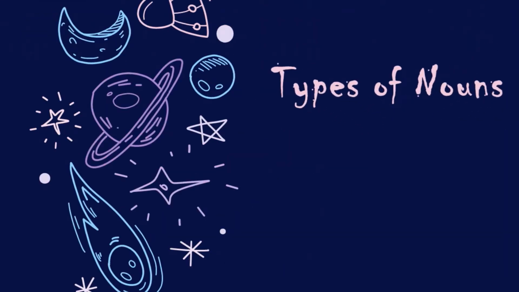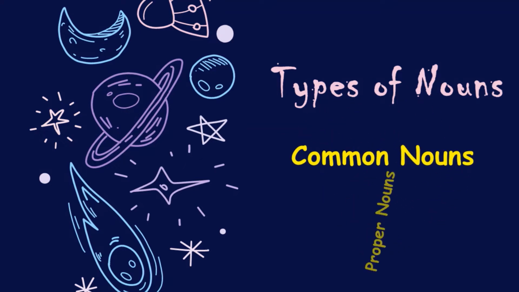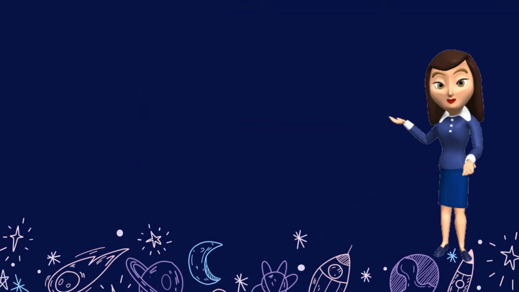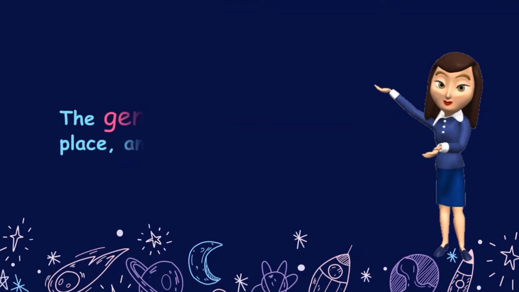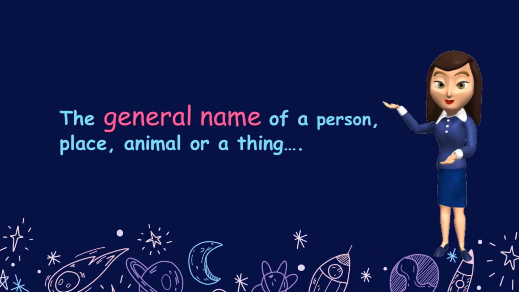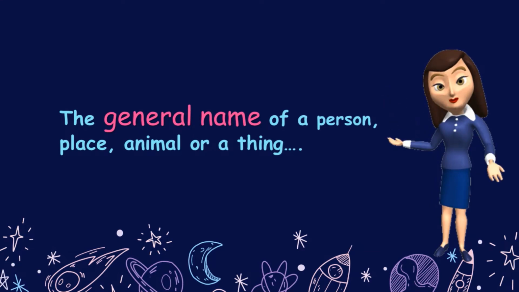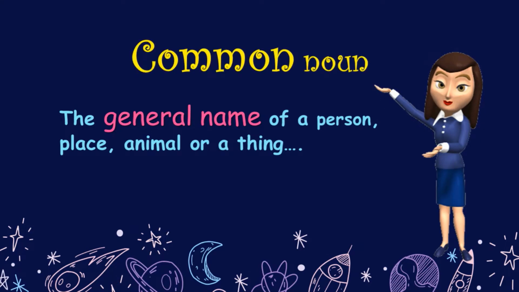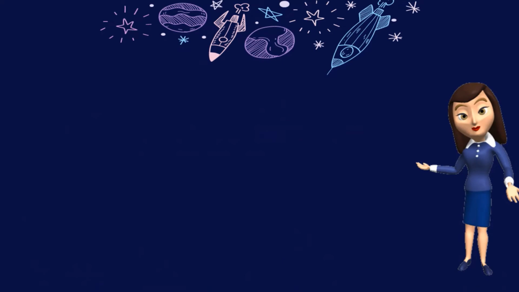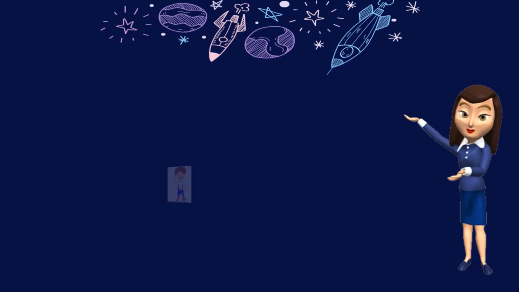There are different types of nouns, and today we shall look at two of them, common nouns and proper nouns. Now, what is meant by common nouns? The general name given to a person, place, animal or a thing is known as a common noun. Let's try to understand the concept with a few examples.